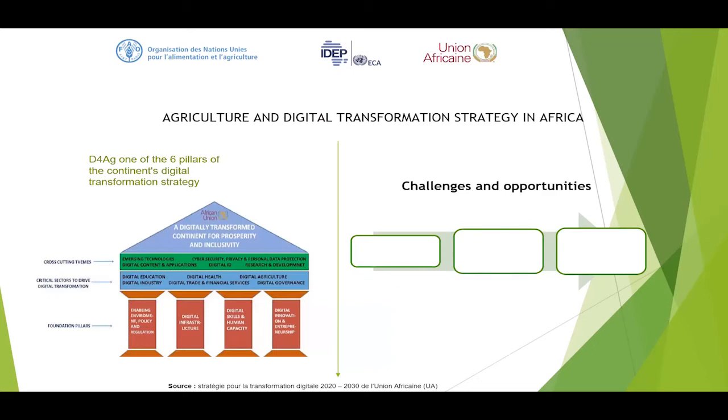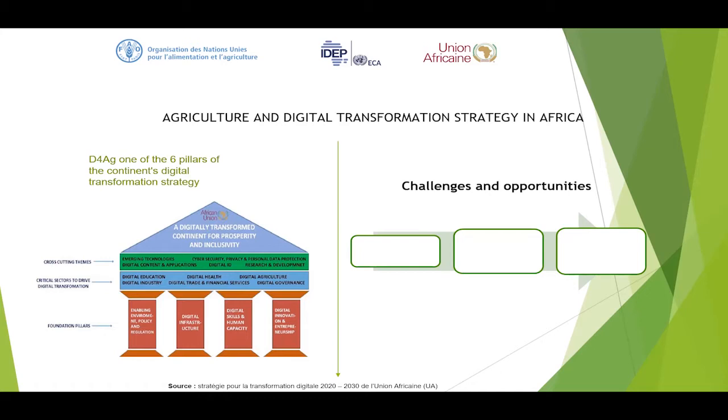So, agriculture and digital transformation strategy in Africa. Digital for agriculture is one of the six pillars of the continent's digital transformation agenda. And when we look at the continent, we are looking at the continental body, which is the African Union. A lot of these policies emerge from the African Union and are adopted by different other organizations. Again, this diagram clearly illustrates the cross-cutting themes and the critical sectors to drive this kind of transformation. As you can see, there's education, health, trade, finance, and agriculture is somewhere just before digital governance. And then lastly, the foundation pillars.